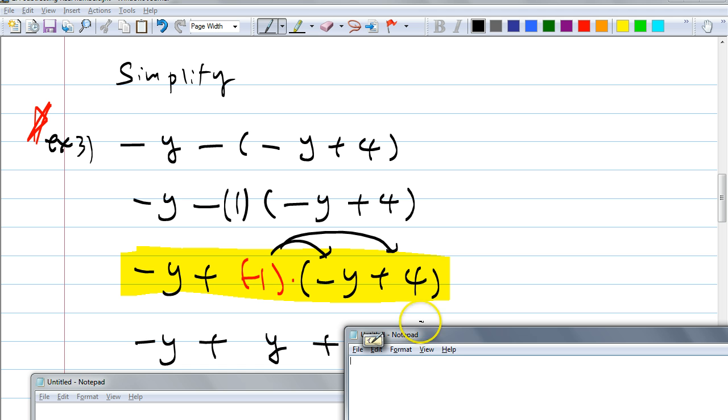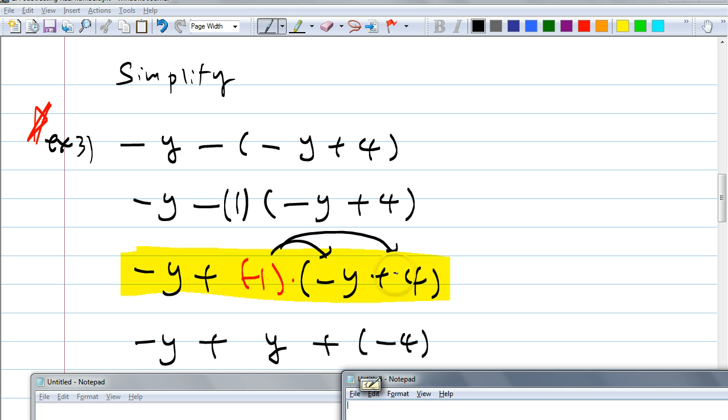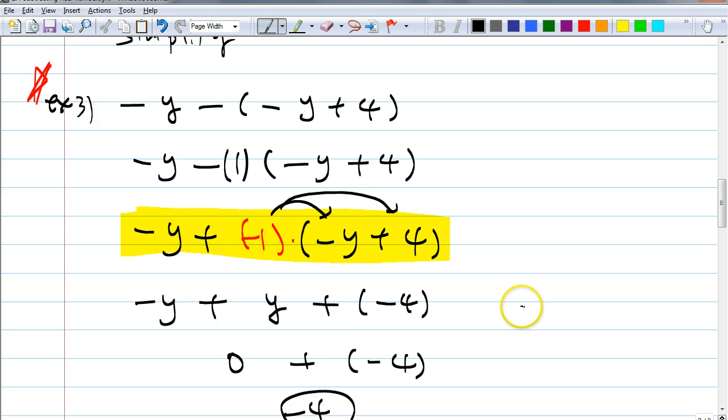Negative 1 times 4. What's negative 1 times 4, guys? Negative 4. What property am I using right here? Distributive property, as I distribute this negative 1. Does that make sense? And of course, what's negative y plus y? It is 0. Property of opposites tells us that it's 0. And so the answer is negative 4.